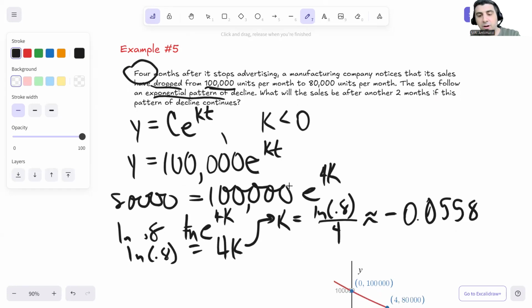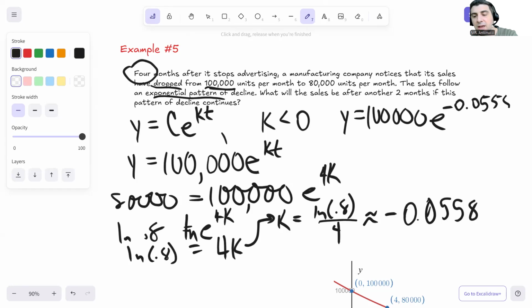Okay, so now we have our equation. Y equals 100,000 e to the negative 0.0558 t. Now, after another 2 months, you have to be careful. We're not going to plug 2 in there because this equation models the sales X T number of months after it stopped advertising. Well, we already know we're 4 months out, so another 2 months would be 6 months.